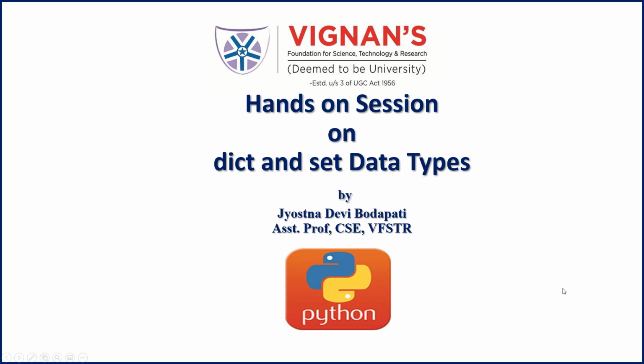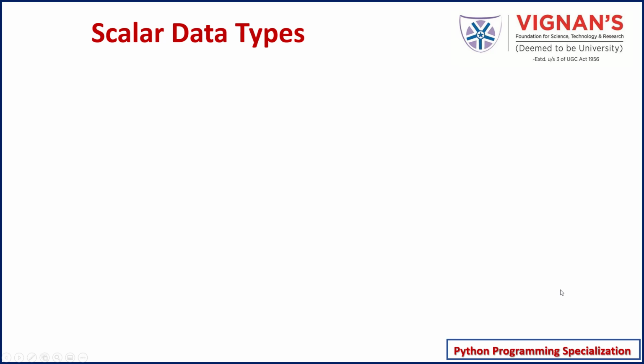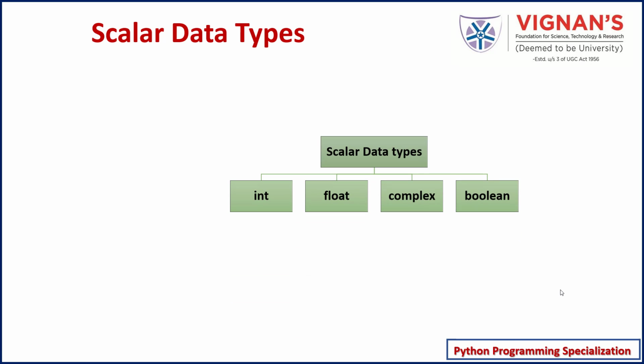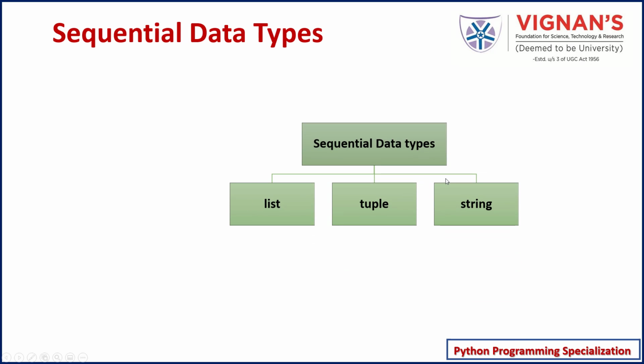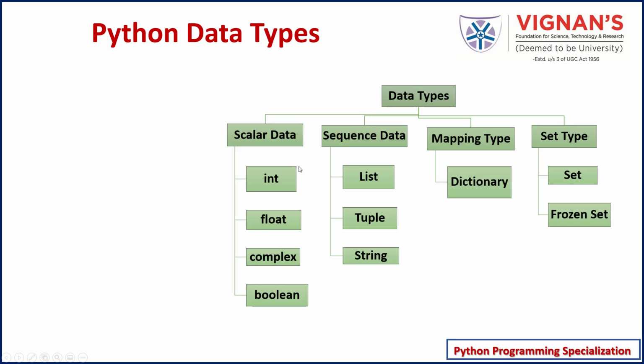Welcome to the hands-on session on dict and set data types. In the last two videos, we have seen various scalar data types that are supported by Python, like int, float, complex and boolean. In addition, we have also seen various sequential data types that are supported by Python, that is list, tuple and strings. So in this video, we'll see the other collection data types: the dictionary, set and the frozen set.